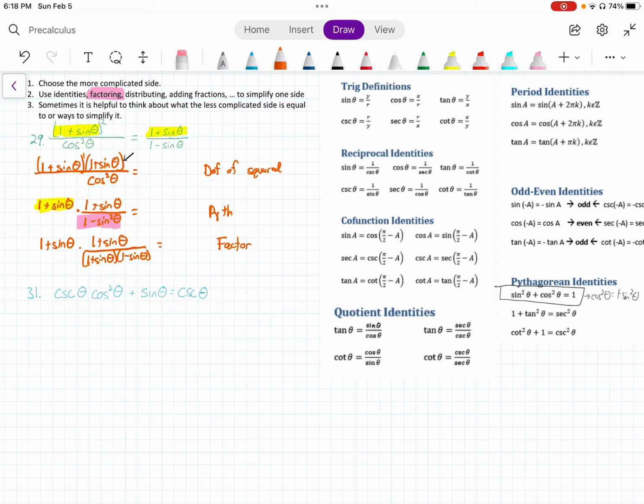And we notice things cancel, and we actually get to our answer. I'll show that these cancel. So this cancels with this. When we multiply, we get 1 plus sine theta on top, 1 minus sine theta in the denominator, which is equal to what we were trying to show. So that was simplifying.